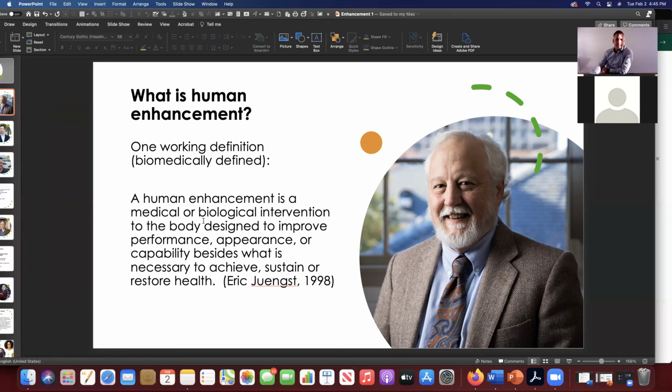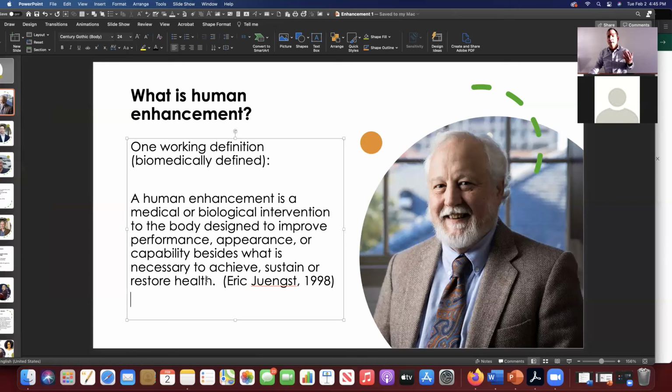Okay, so again, this is a definition that's biomedically defined. That's why we have this medical or biological intervention included in the definition. Right? So when you think about enhancement, you should be thinking about improvement generally. There's an improvement that's going on when we enhance generally, just locking in on the relevant kind of improvement. And so it's this medical or biological intervention that improves performance, appearance, or capability, besides what's necessary to achieve, sustain, or restore health.